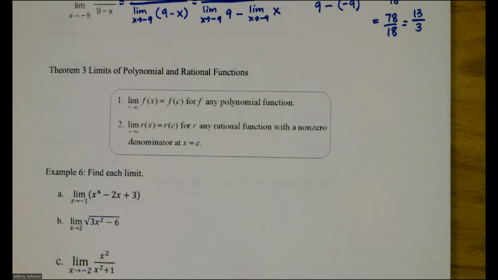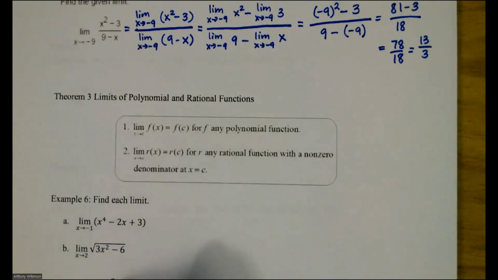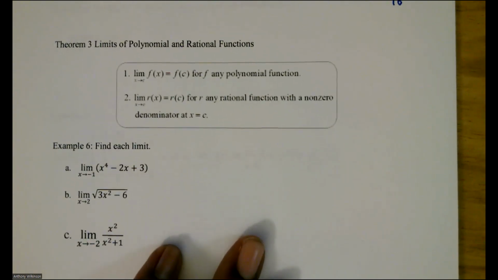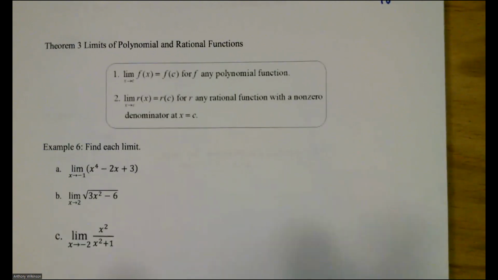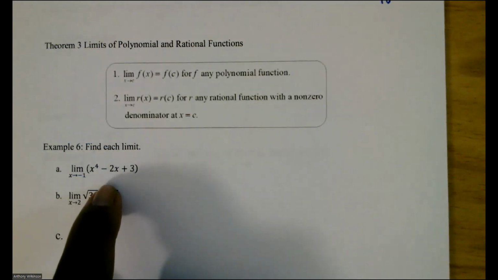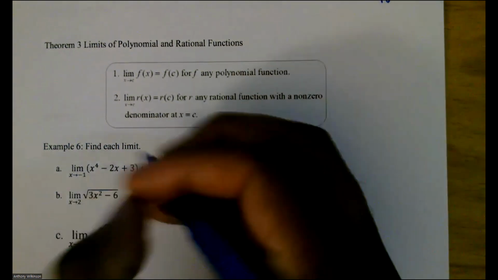R is going to be a rational function with a non-zero denominator at x equal to c. So as long as you don't get a 0 in the denominator for a rational function, you can use direct substitution. Here's some examples of that. The limit as x approaches negative 1 of x to the 4th minus 2x plus 3. Here we got a polynomial function. We're not going to get a 0 in the denominator, so we can just use direct substitution here.